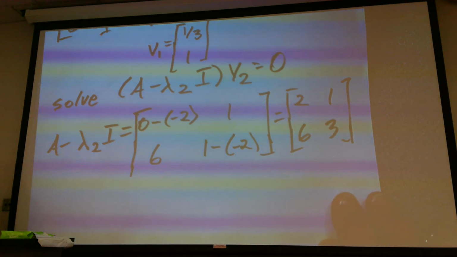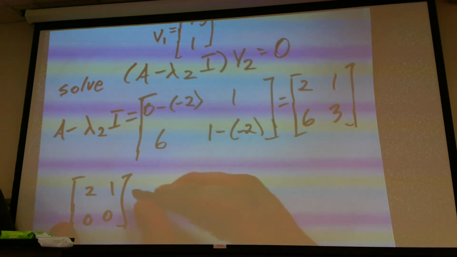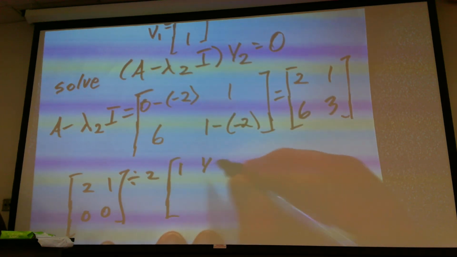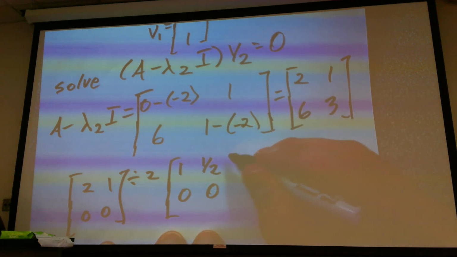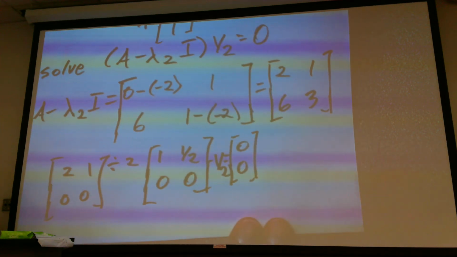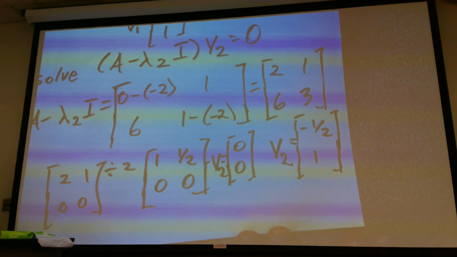Okay, we can eliminate the bottom again, and so this becomes 2, 1, 0, 0, and you know what, I can divide by 2 because I like to do that. So 1, 1/2, 0, and 0. Okay, now this is going to act on v2, and it's supposed to equal 0 and 0. So v2 is going to equal [-1/2, 1]. Okay, so we've gotten to our v2. All right, so step 3.